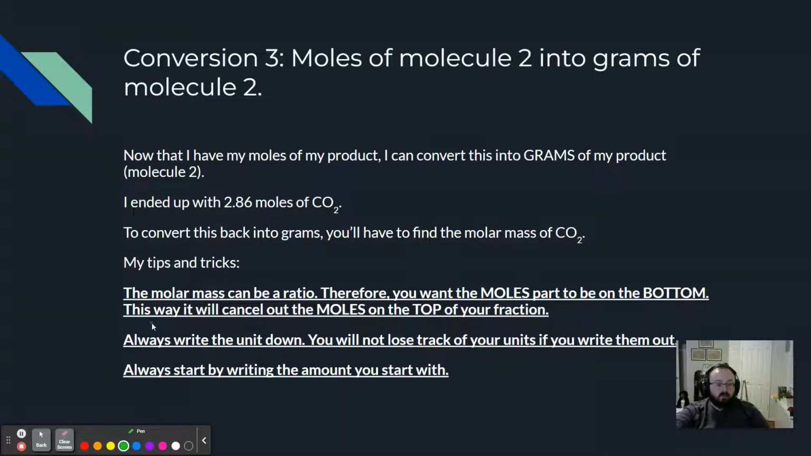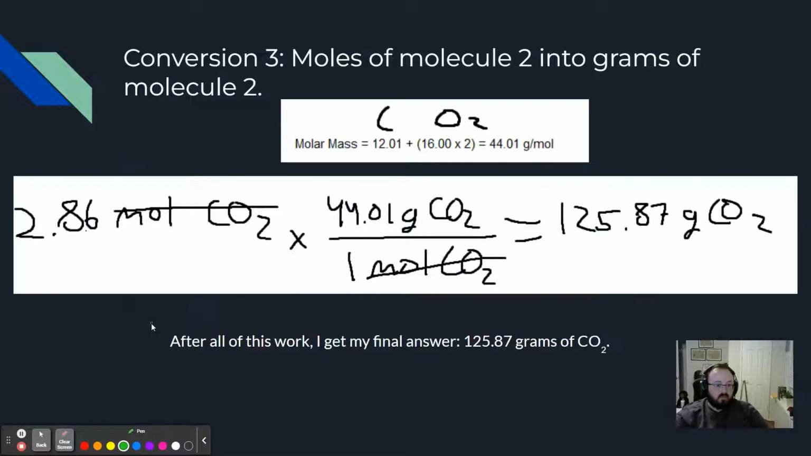Alright, here we go. When I say have a go, it means pause. Alright, here's my calculation. I show you how I got the molar mass as well. These are the values that came from the periodic table. I think you guys should be able to do that at this point. You're going to have to do it a lot. And after all of these conversions, after all of this math, 2.86 times 44.01, I get 125.87 grams of carbon dioxide. That's my final answer.